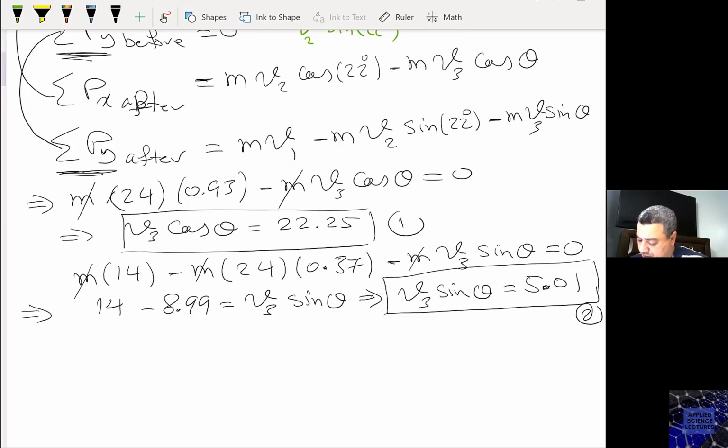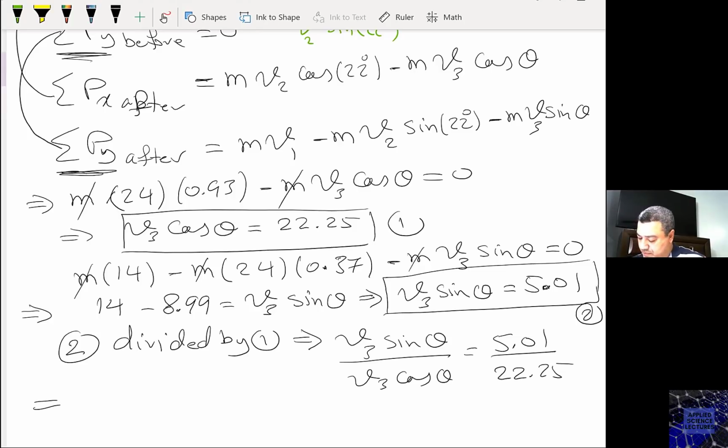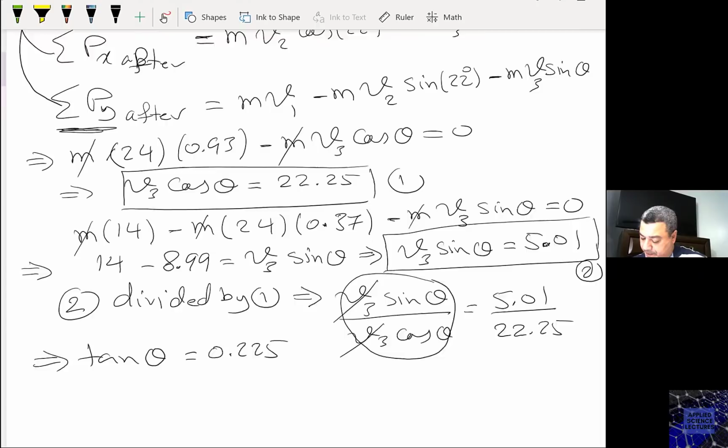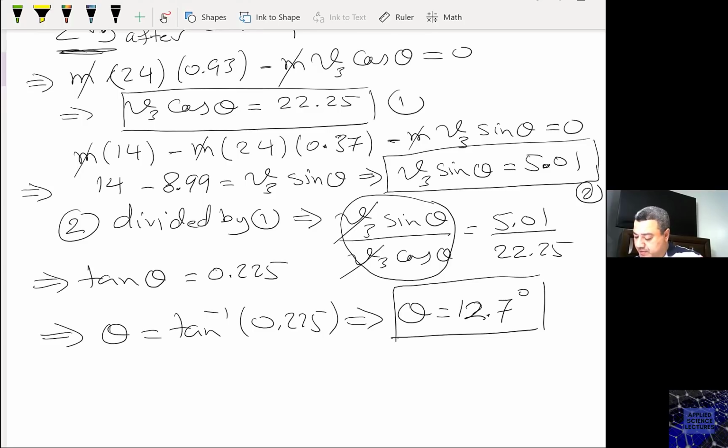Now if I divide 2 by 1, v3 is going to cancel, and sine theta over cosine theta is tan theta, equals 0.225, and theta is tan inverse of 0.225. Theta is 12.7 degrees, right?